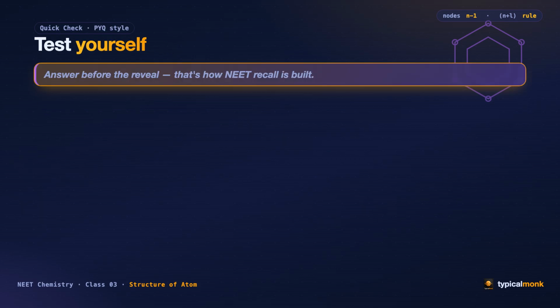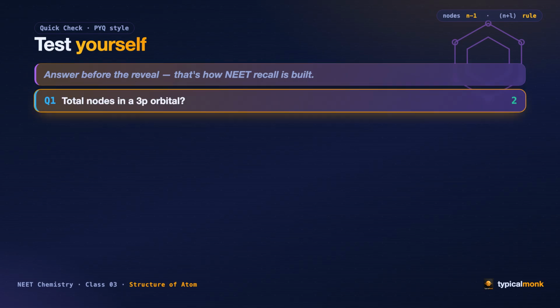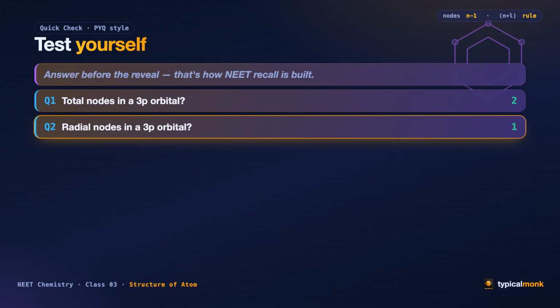Time to test yourself, rapid fire. Here's the rule. I ask, you answer in your head before the reveal. No pen, no paper, just the formulas you built today. Question 1. How many total nodes are in the 3p orbital? Total nodes equal n minus 1, so 3 minus 1, 2 nodes. Question 2. How many of those are radial nodes? Radial equals n minus l minus 1, so 3 minus 1 minus 1, 1 radial node.